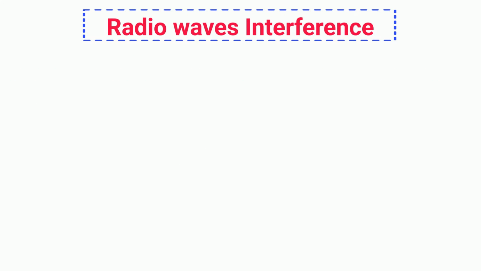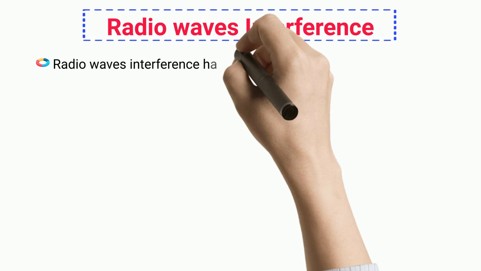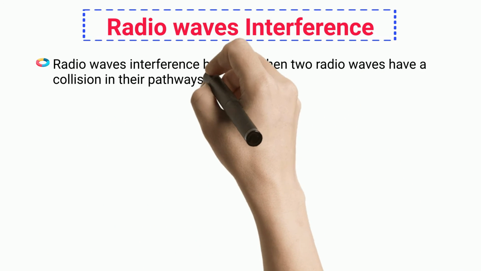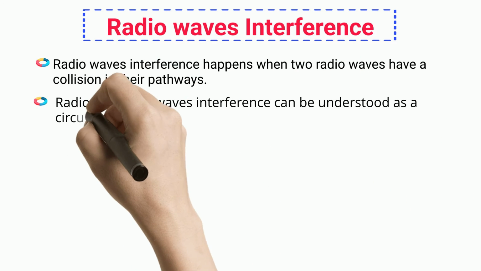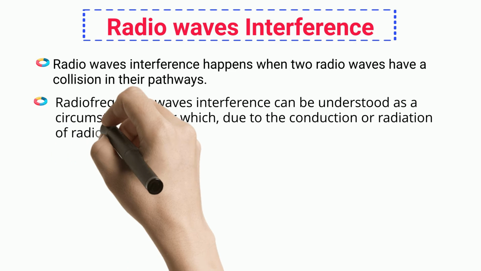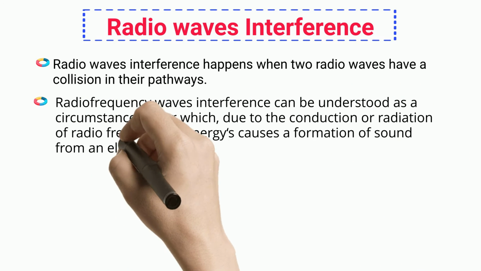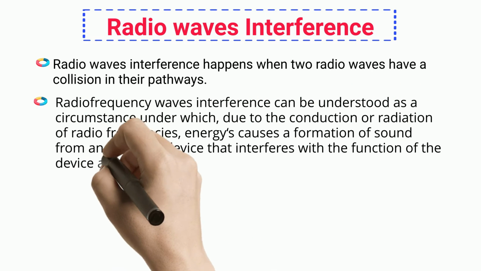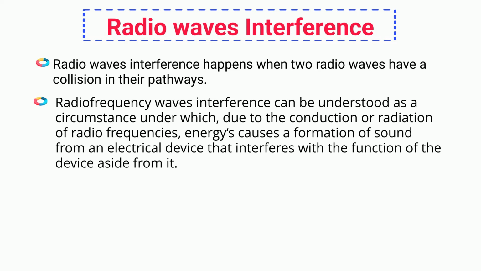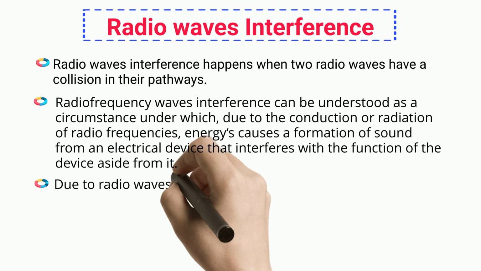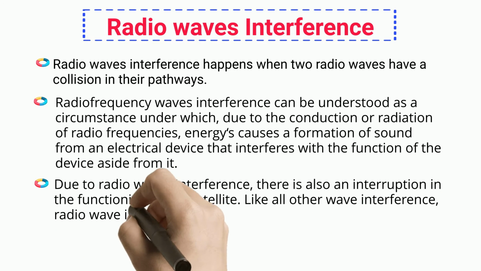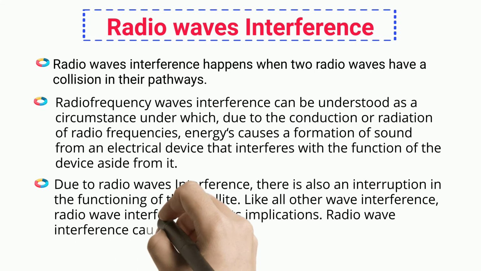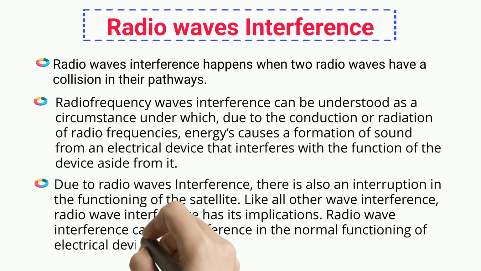Radio wave interference. Radio wave interference happens when two radio waves collide in their pathways. Radio frequency interference can be understood as a circumstance under which, due to the conduction or radiation of radio frequencies, energy causes a formation of noise from an electrical device that interferes with the function of the device aside from it. Due to radio wave interference, there is also an interruption in the functioning of satellites. Like all other wave interference, radio wave interference has its implications. Radio wave interference interferes with the normal functioning of electrical devices.